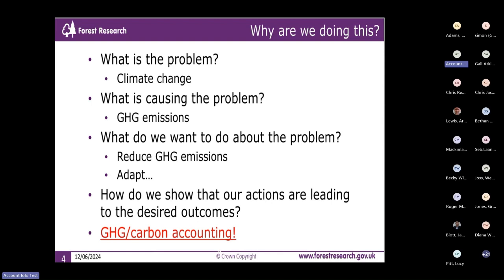What can we do about the problem? Well, we can reduce the greenhouse gas emissions in the first place, and we can adapt our forest systems, which you've already heard about this morning. How do we show that our actions are leading to desired outcomes, particularly if we're trying to reduce greenhouse gas emissions? Well, we do that with greenhouse gas and carbon accounting.